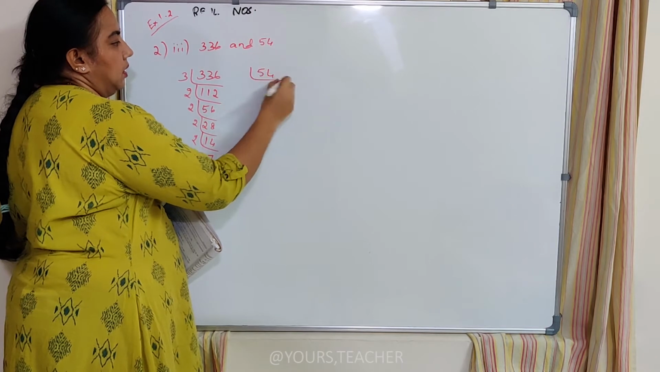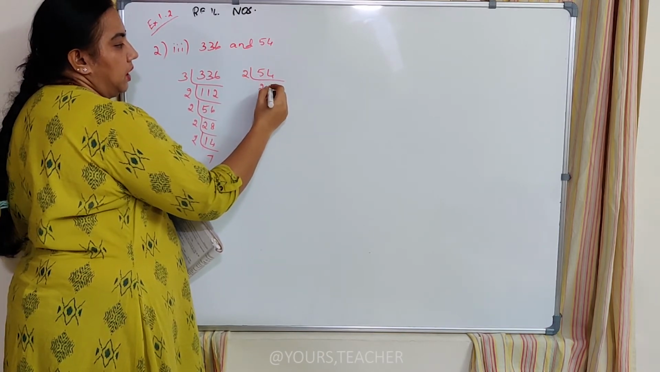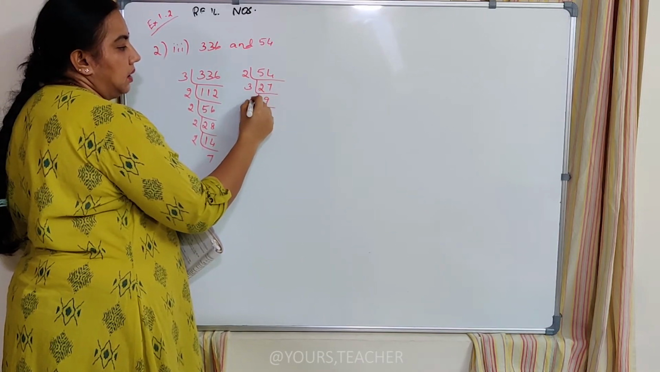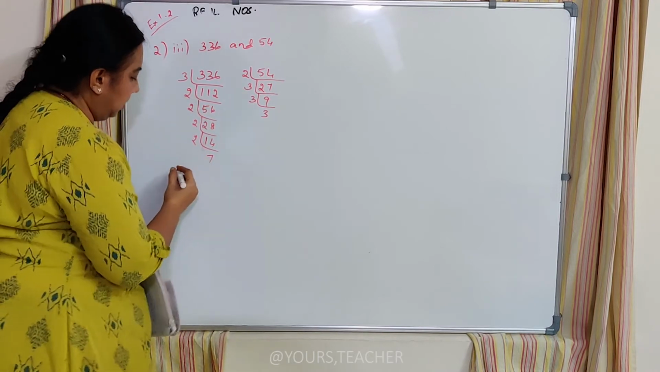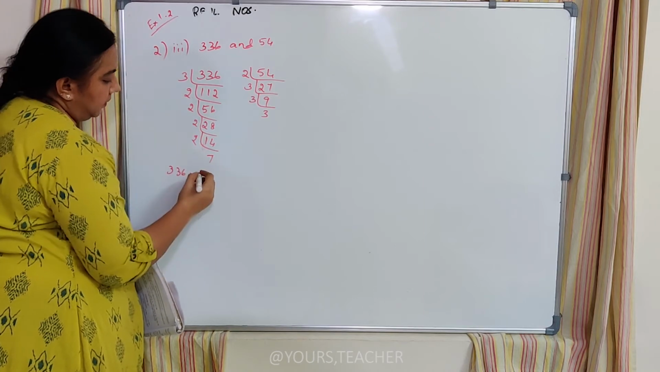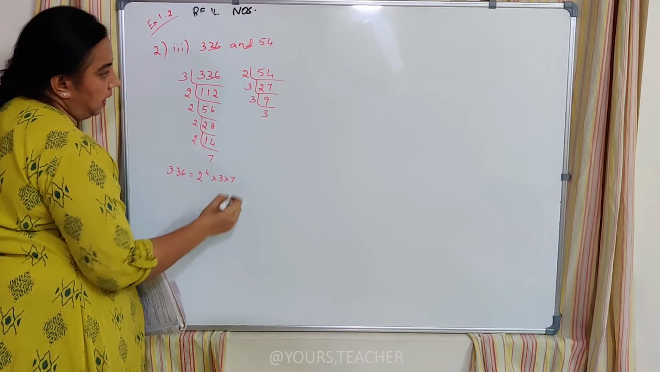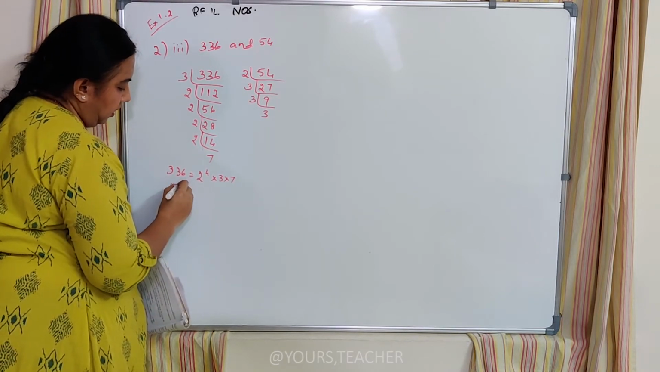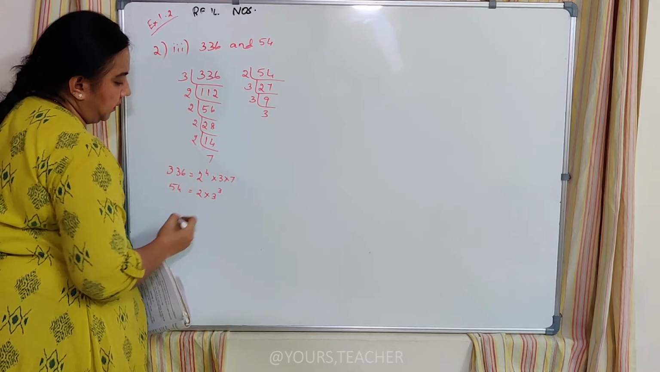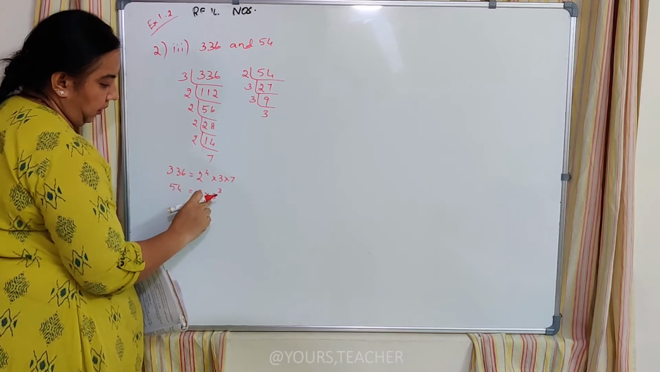Then 54. I'm using the 2 table again. I get 27. I'm using the 3 table now. 9, 3, 3. So 336 can be written with how many 2s? 1, 2, 3, 4. 2 power 4 into 3 into 7. And 54 can be written as 2 into 3 power 3. So the common factors here are one 2 and one 3 for both numbers.